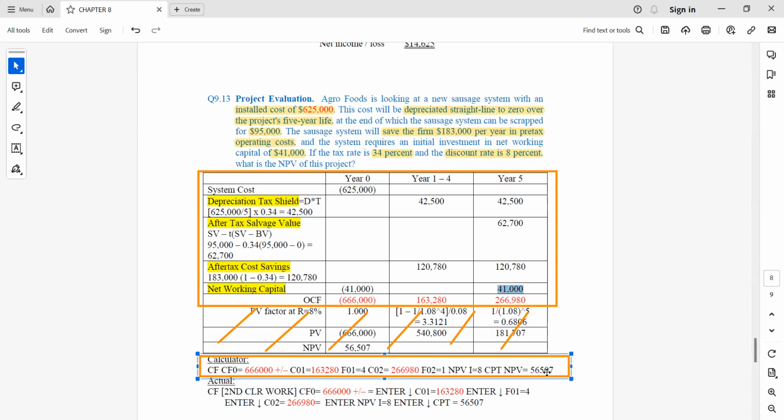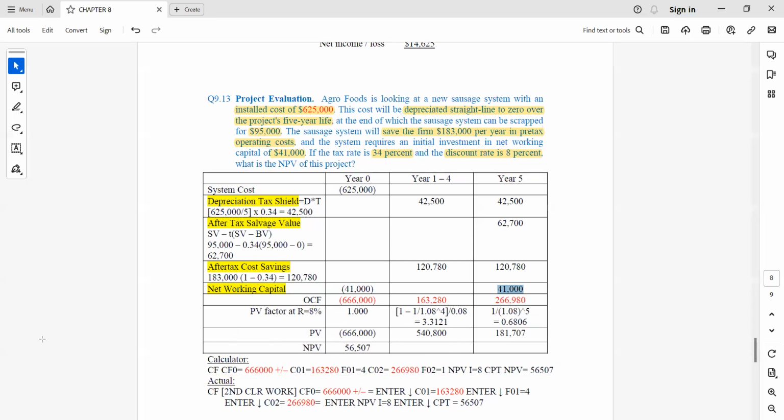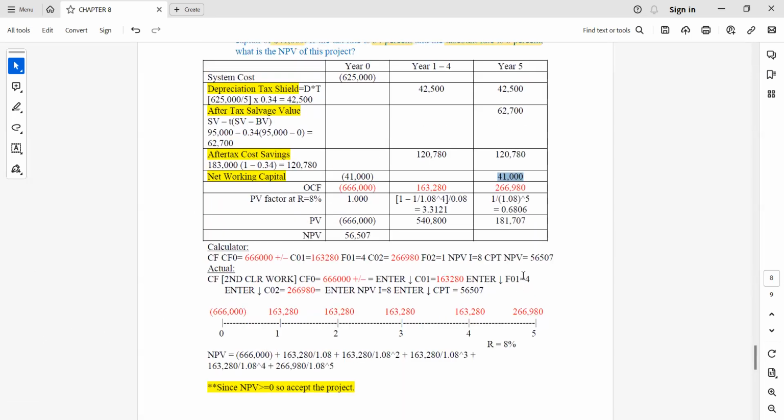Okay, so therefore you get the answers. Okay, so that's how you calculate NPV using basically all the information that have been given to you. Okay, so NPV larger than 0, should we accept? Yes, we should accept the project.